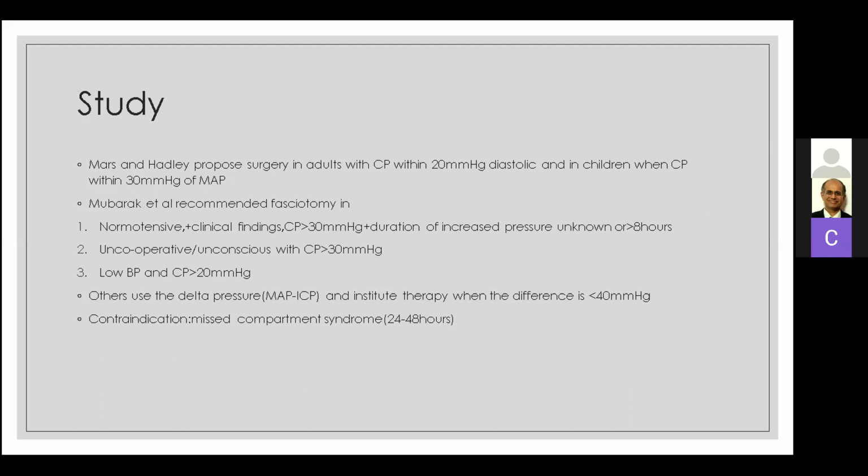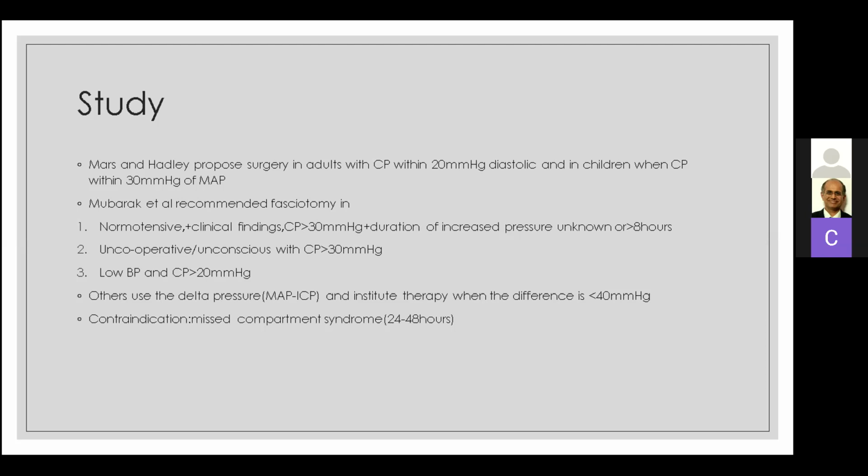Matsen and Hargens proposed surgery in adults with compartmental pressure within 20 millimeters of mercury of the diastolic, and in children when it is within 30 millimeters of mercury of the mean arterial pressure. And then, as I said, there are differing recommendations by different authors.